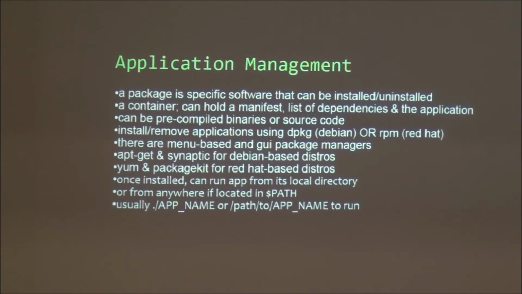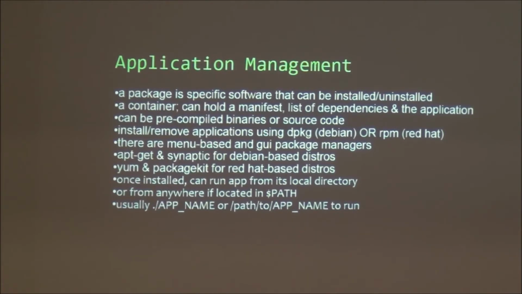So a container, usually it has a manifest, which is a list of all the files that are included on that container. A list of dependencies, that way when you try to install it, if it requires some of the libraries, it'll go and look for them also and install them. And obviously it has the application.